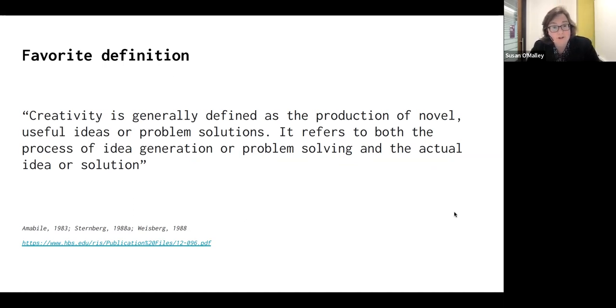It is defined as the production of novel, useful ideas or problem solutions. It refers to both the process of idea generation or problem solving and the actual idea or solution. And what I really like about this definition is that it speaks to the generation of new ideas, new concepts to the world, but also ones that are useful and applicable, right?